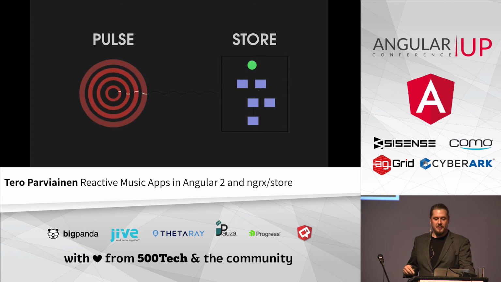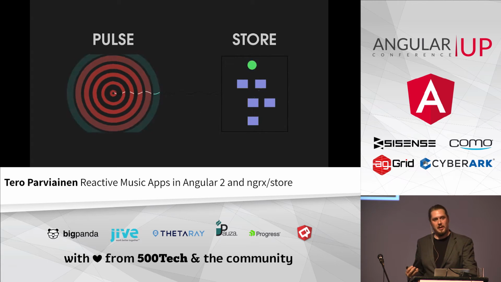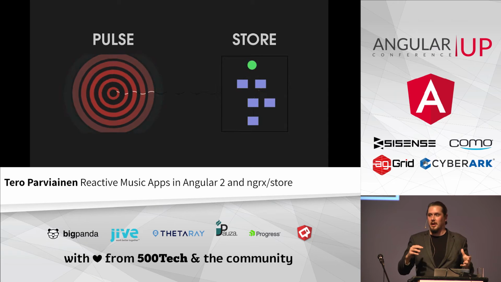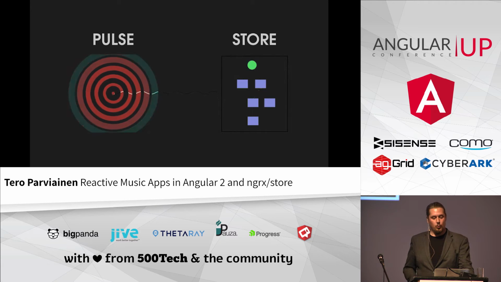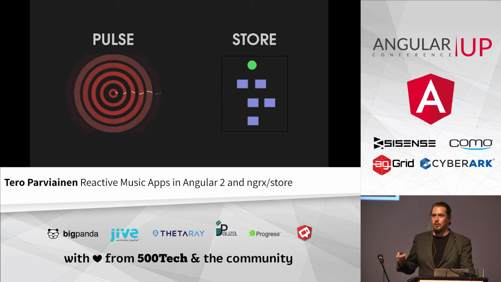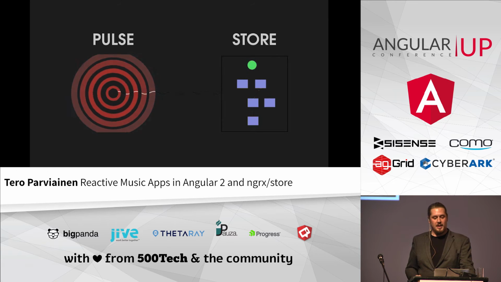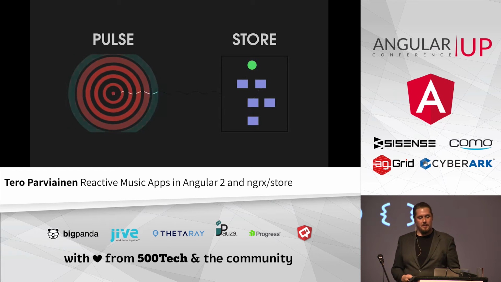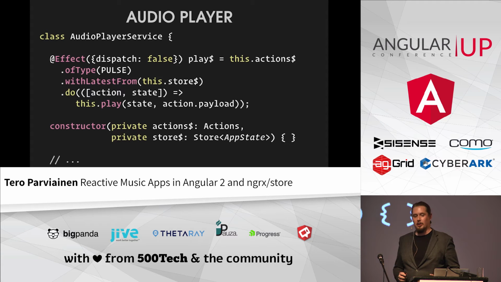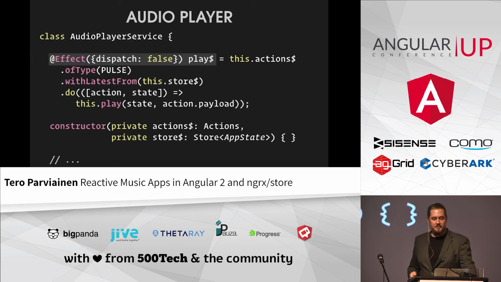But by itself, this is not something you can hear yet, though. The music is still just a data structure inside the store. We need something more to actually pull it out to make it audible. And that something in this application is something called an audio player. It's another Angular service, which also has an ngrx effect in it. But this effect is a bit different from the pulse in that it doesn't actually dispatch actions to the store. It merely reacts to actions dispatched by someone else.